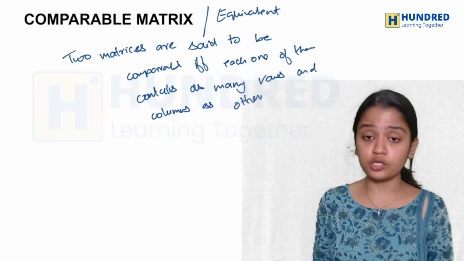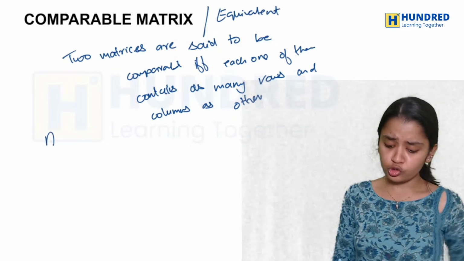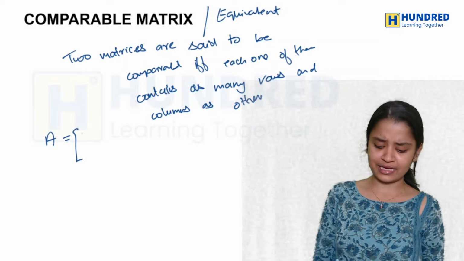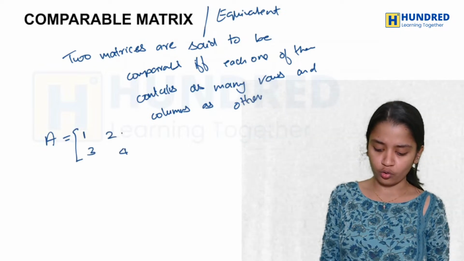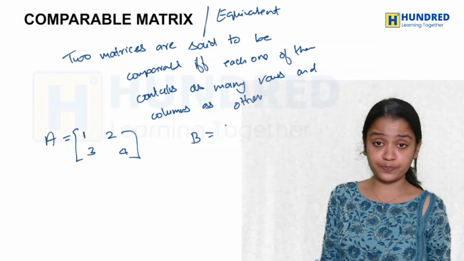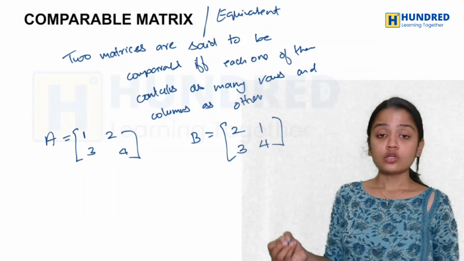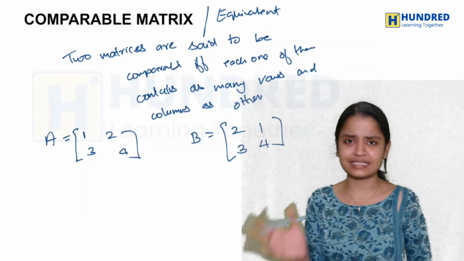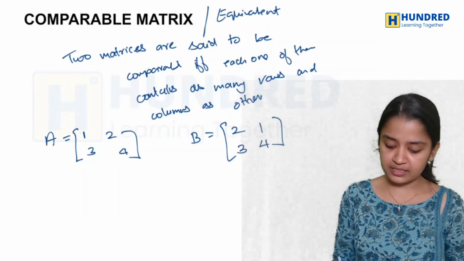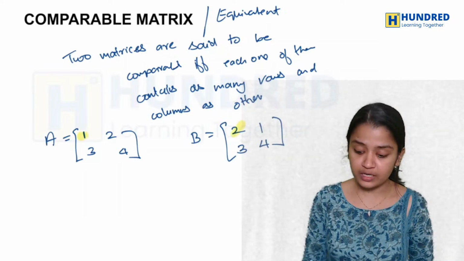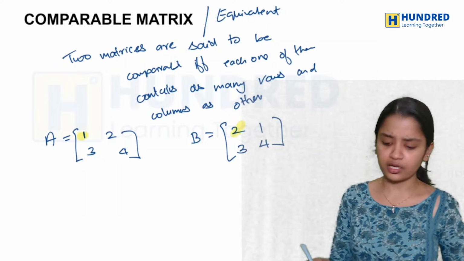Now let me tell you an example. For example, you have a matrix A, 1 2 3 4, and a matrix B, 2 1 3 4. Do you think both matrices are the same? No, right? Look at the first element here, you have 1. Here you have 2. So both are not the same.